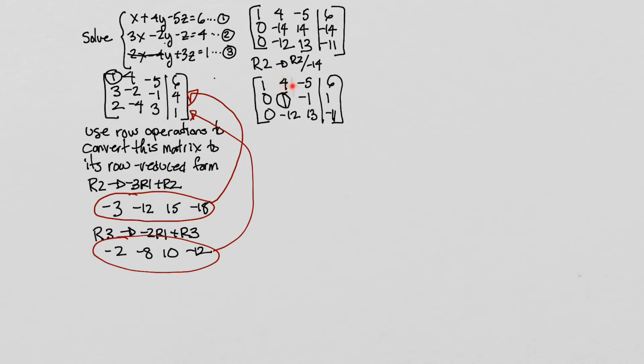Let's get the 0 here first. This is a 4. I want it to be a 0, so I'm going to take this 4, take its opposite, negative 4, and multiply it through this row right here, that second row. So row 1 is going to become negative 4 times row 2 plus row 1. It's going to look like this.